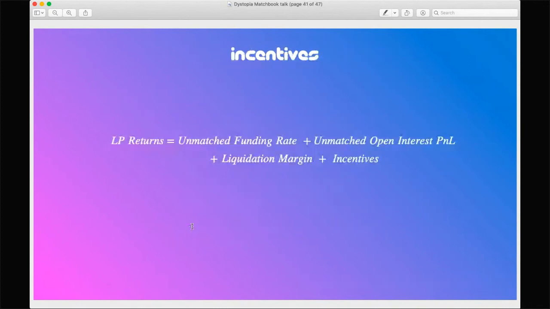All right. So I'm going to shift gears now, a little bit outside the cryptography part. Someone asked me about incentives, and that's what I'm talking about today. For LP returns, you have unmatched funding rate. In our design, we charge funding rate every hour. This unmatched funding rate goes to the liquidity providers. Then we have unmatched open interest P&L. And then we have liquidation margins. And then there's relayer specific incentives.